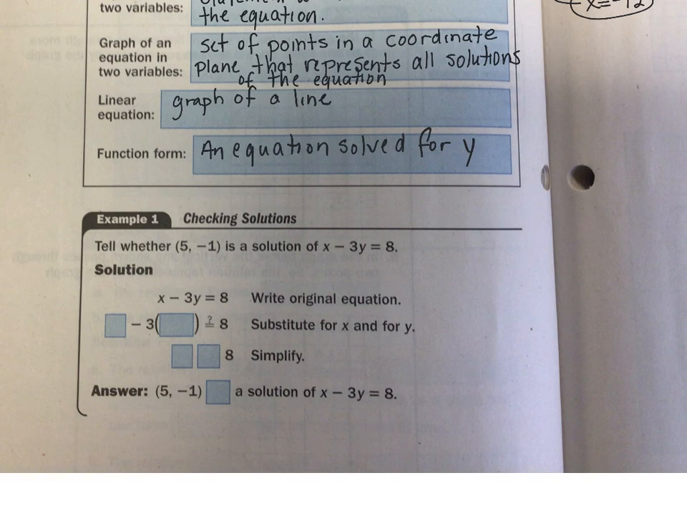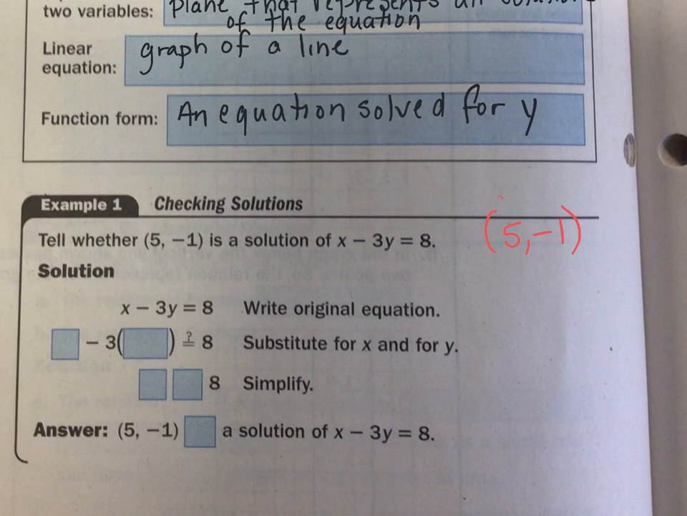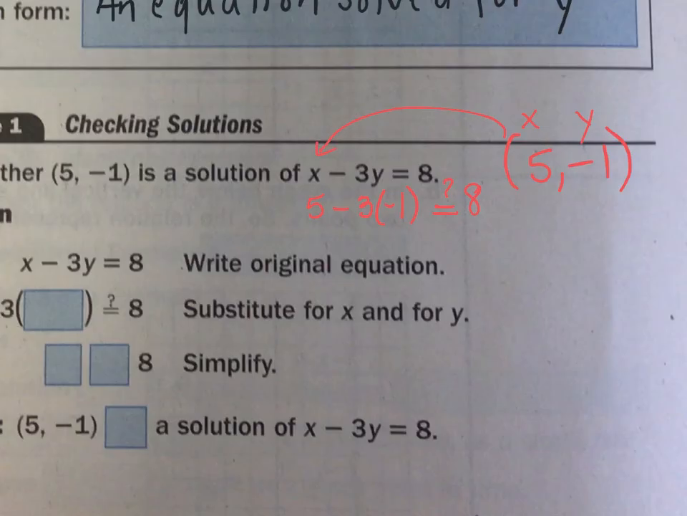So it says, tell whether 5, negative 1 is a solution of x minus 3y equals 8. Okay? So when you're looking at this equation and you're trying to tell, is it a solution, you have 5, negative 1. 5 represents the x, and what's the y? Negative 1. We just plug this into the equation. So I'm going to put 5 in place of x. So we write 5 minus 3 times my y, which is negative 1. And I want to know, is that equal to 8? So this is testing a point to see if it's a solution. Well, that's going to be 5 minus negative 3, which becomes 5 plus 3. Is that equal to 8? So yes, it's a solution.